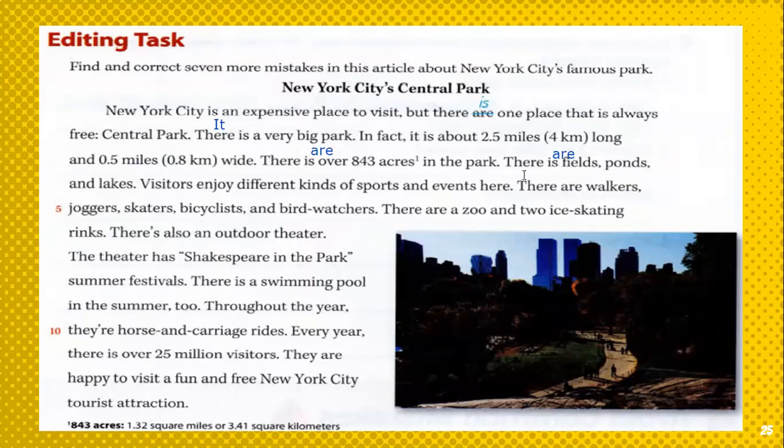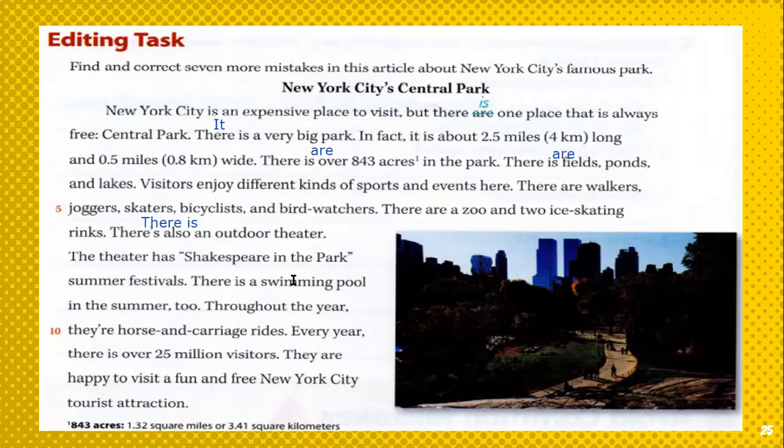Let's see. There's a zoo, let me check. Okay, we have here there are. So this one is singular, it's not plural. So there are a zoo and 2 ice skating rinks. Ah, okay, this one is correct, I'm sorry. There's also an outdoor theater. In that case, we use there is. Remember, in affirmative sentences, we don't use the contraction. Because this one is written, we use there is. There is also an outdoor theater.